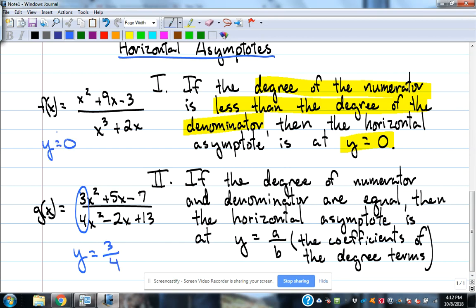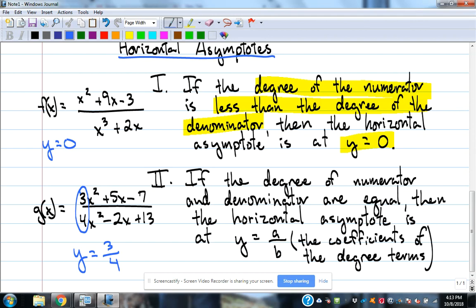This one up here, it's y equals 0 because the top is smaller than the bottom. These are equal, so it's the ratio of the coefficients in front of the degree terms, also called the leading coefficients. So we would say 3/4. So there'd be a horizontal asymptote at 3/4. All right, so degree top is less, y equals 0. Top and bottom are the same, it's the ratio of the leading coefficients. Those are the two scenarios in which horizontal asymptotes can exist.